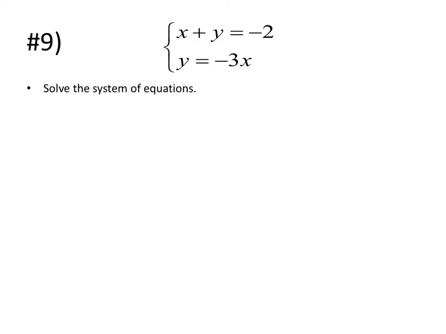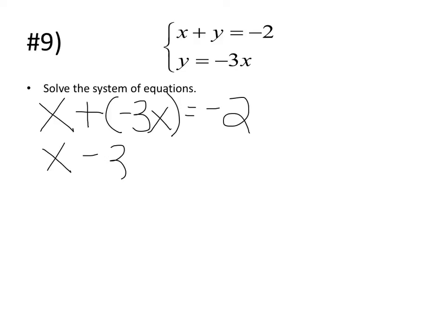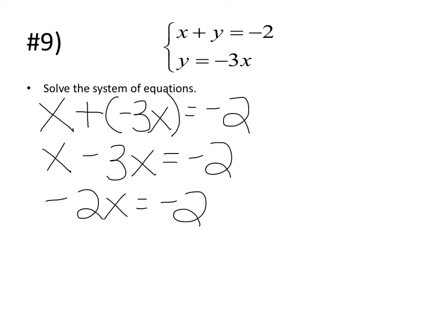Number 9. Now this is one that's screaming substitution because I already have y solved for here. So I'm going to go ahead and take negative 3x and I'm going to plug it in for y there. So I have x plus negative 3x is equal to negative 2, which is really just x minus 3x is equal to negative 2. X minus 3x is actually negative 2x. So I'm going to divide both sides by negative 2, and you actually get x equals 1.